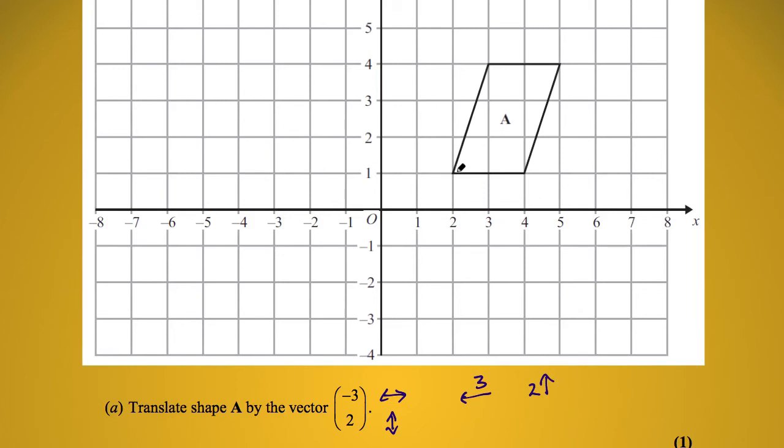So every vertex, every corner of this needs to be moved the same way. 3 to the left, 1, 2, 3 to the left, and 2 up. It's worth doing this with a couple of the vertices, a couple of the corners, to make sure that you draw the shape in the right place in the end. So this is also going 1, 2, 3 left, and 2 up. Doing that with both corners will remind you that you're drawing it with that baseline here, rather than what we first did and then going across further left.